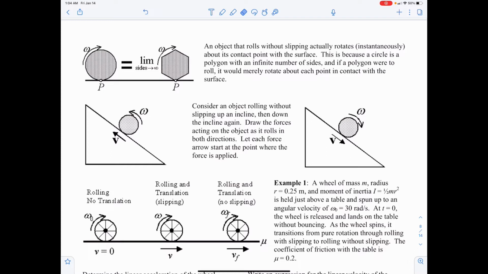This is because a circle is a polygon with an infinite number of sides. And if the polygon were to roll, it would merely rotate about each point in contact with the surface. So consider an object rolling without slipping up an incline, then down an incline. Draw the forces acting on the object as it rolls in both directions. Let the force be the start to where the force is applied.